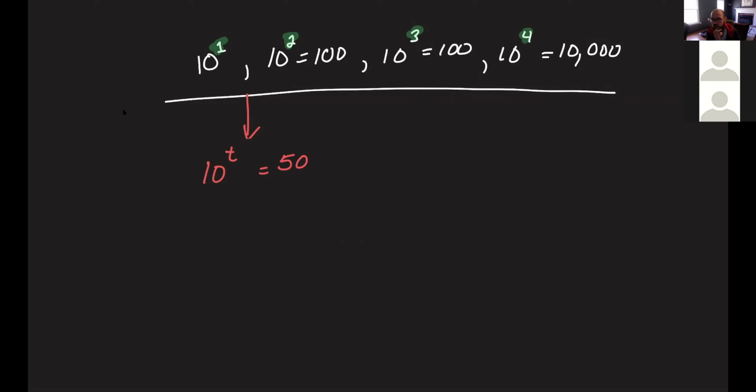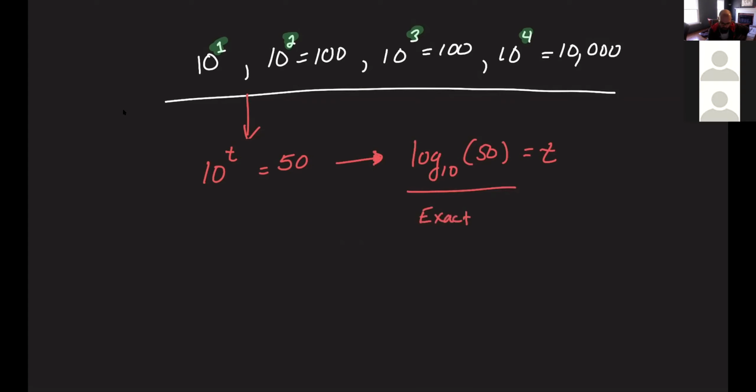So based on what we learned, what is the number that we'd have to put in there? We use a logarithm. And what would it be? So it'd be log base 10 of 50 equals T. Log base 10 of 50 is equal to T. That's exactly right. So this is the exact answer.